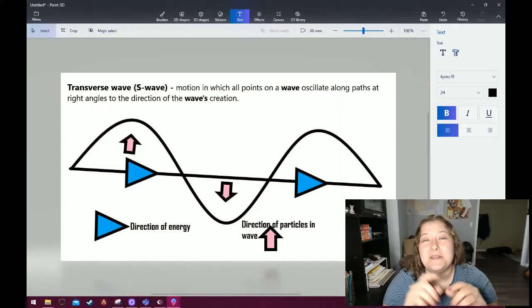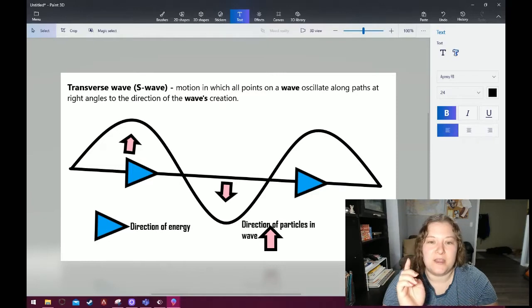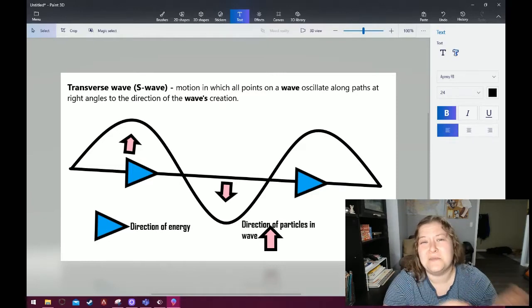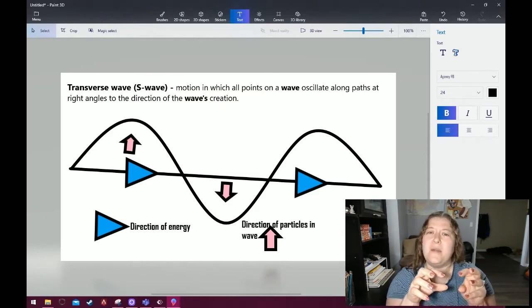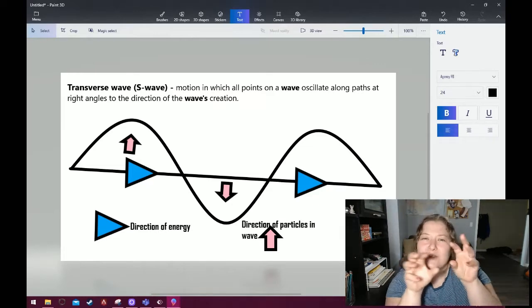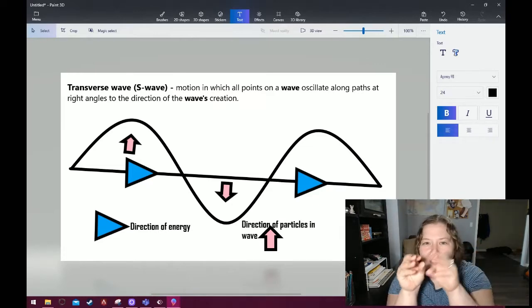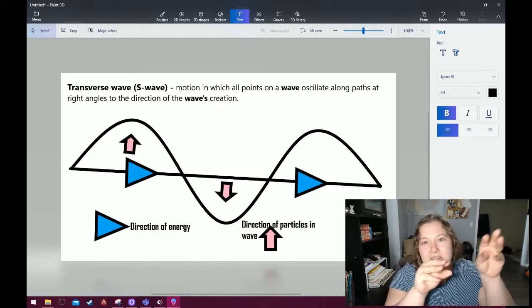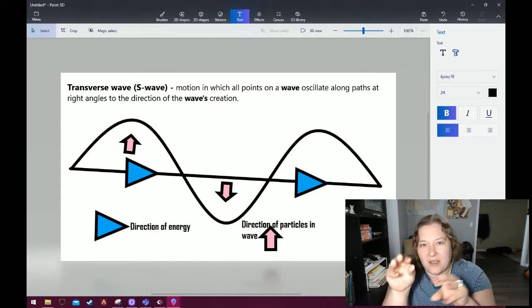All right, and lastly, I wanted to put up a definition and a small drawing of what each wave type might look like as far as mechanical waves. So this is a transverse wave, S wave, motion in which all points on the wave oscillate along paths at right angles to the direction of the wave's creation. Oscillate just means move. So all of the particles are moving like this. They're oscillating. So it's just the simple movement back and forth.